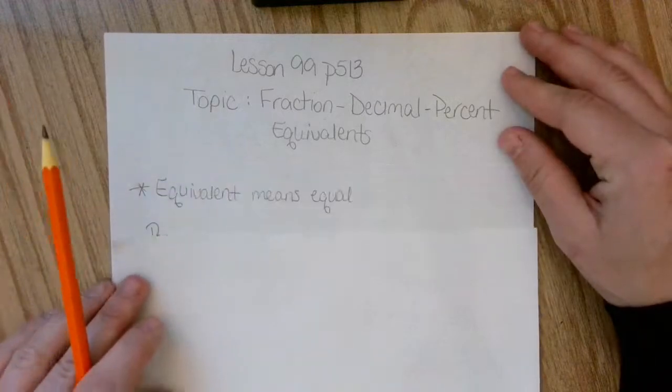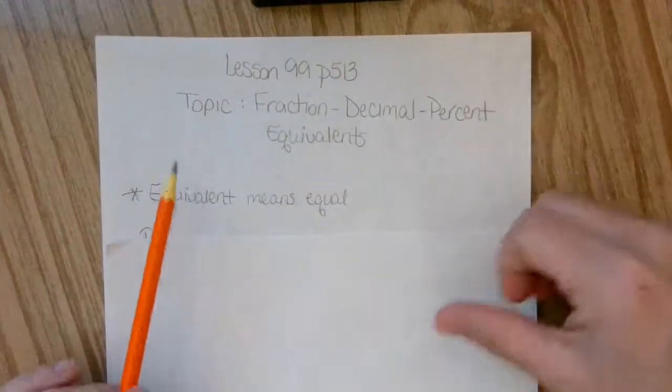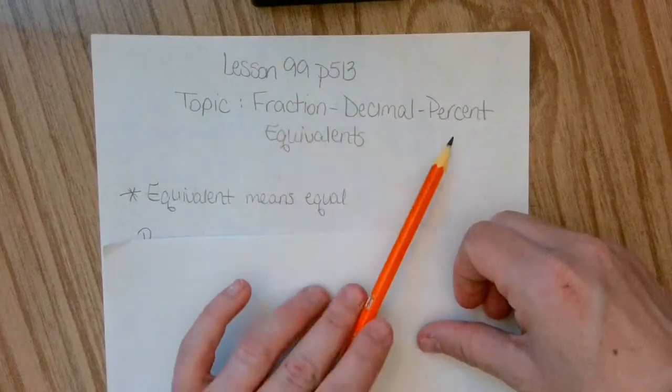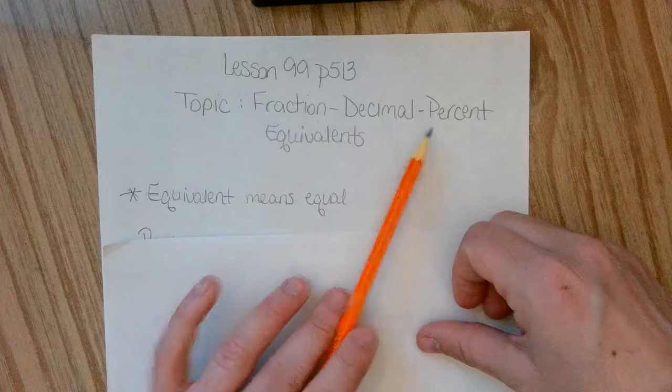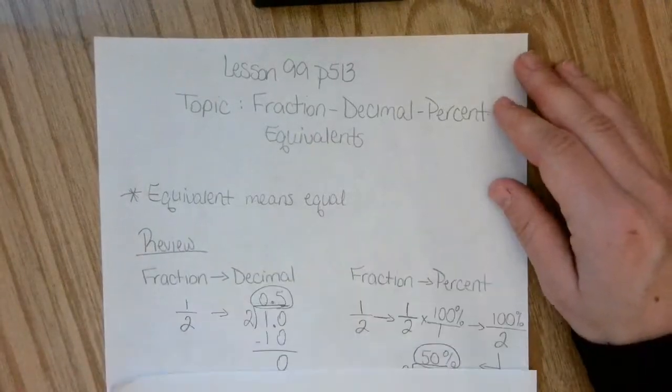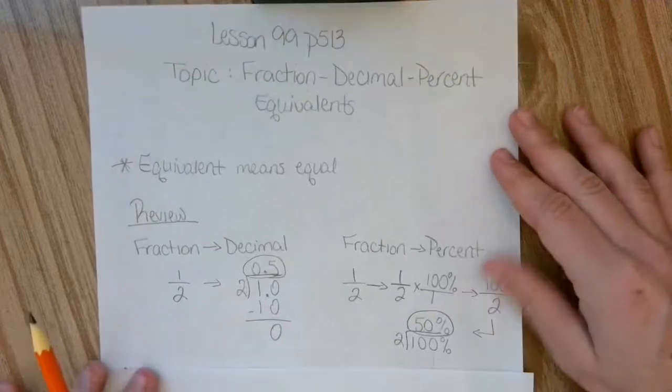So like I said, equivalent just means equal. So you are just translating fractions, decimals, and percents all to make the same answer, which is what we've been doing. So review, let's talk about fractions first.